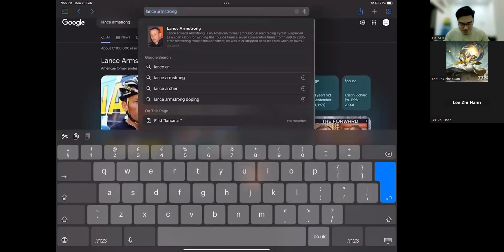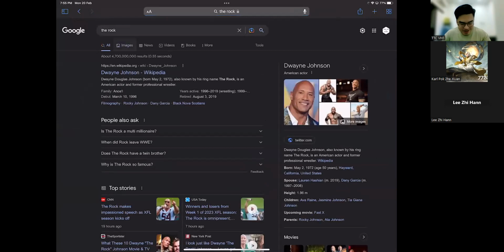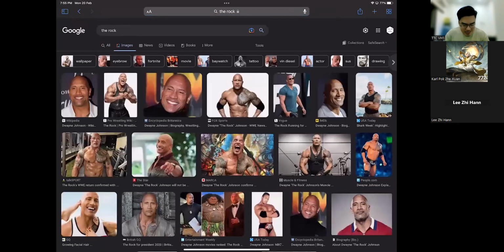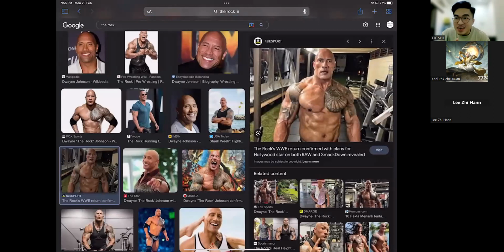Do you believe it? Dwayne Johnson, right? He said he's fully natural. Okay, guys, he's 50 years old. Do you see any 50-year-old that looks like this? I'm sure your dad is close to 50. Does your dad look like this? Does any of the uncles you know look like this? You tell me.